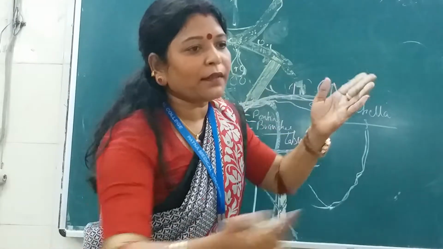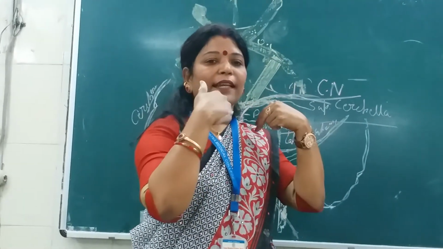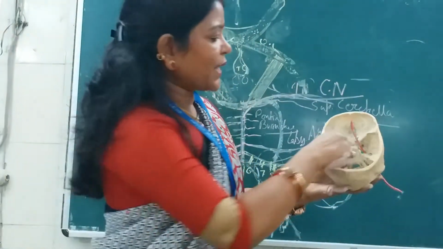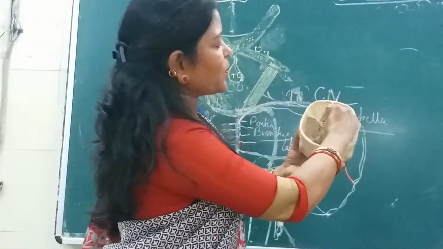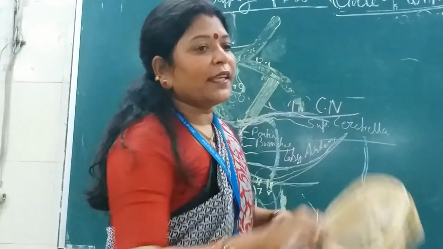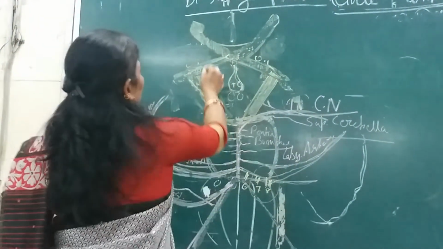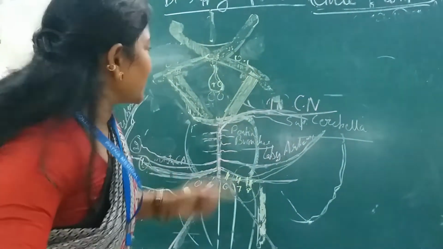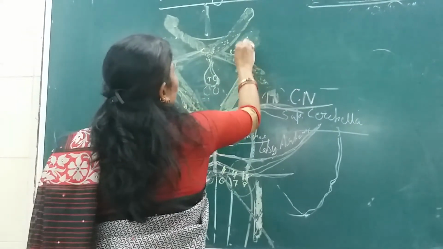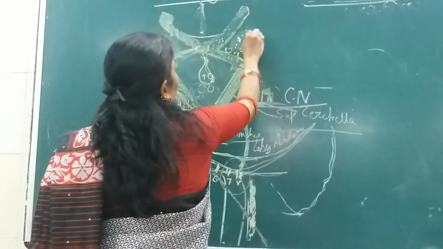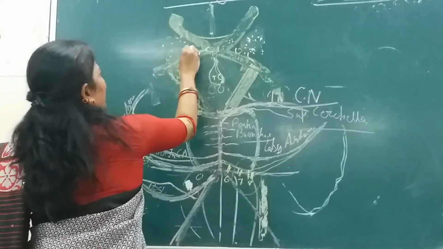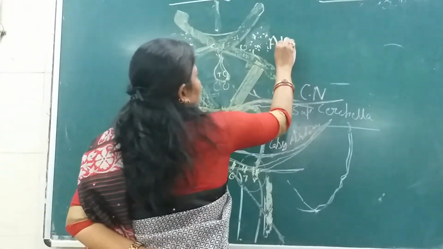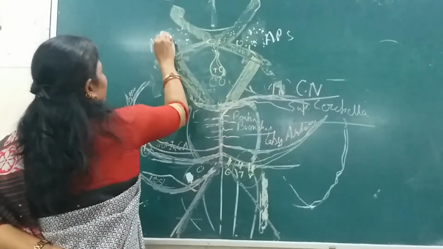We have seen how the internal carotid artery enters the cranial cavity via the carotid canal. At the medial side of the anterior clinoid process, it bends posteriorly, and there it lies. Here a very important structure lies, just lateral to the optic chiasma. That structure is in pairs. What is that structure known as? The anterior perforating substance. The anterior perforating substance is in pair.